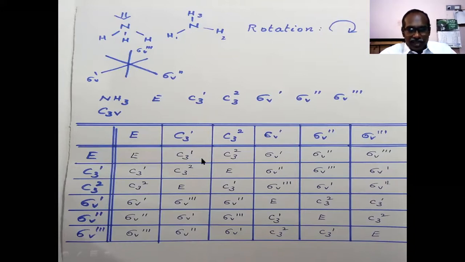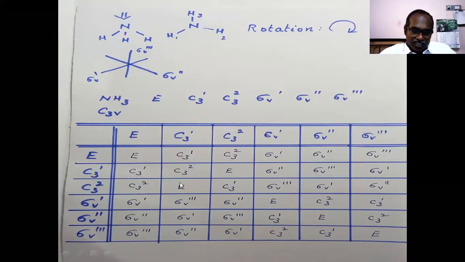When an element is multiplied by the identity element, it won't change the element. Therefore, you can simply write E, C3 once, C3 twice, sigma V dash, sigma V double dash, and sigma V triple dash. And the first column also you are going to multiply by E. Therefore, the elements can be written as such: E, C3 once, C3 twice, sigma V dash, sigma V double dash, sigma V triple dash. Now the other portion of the table has to be carefully filled in.